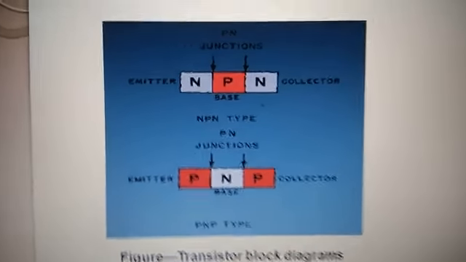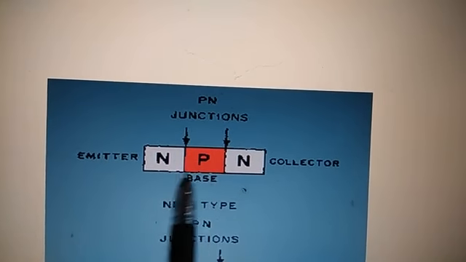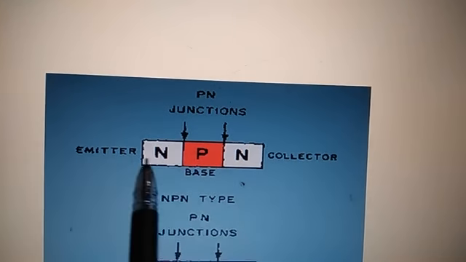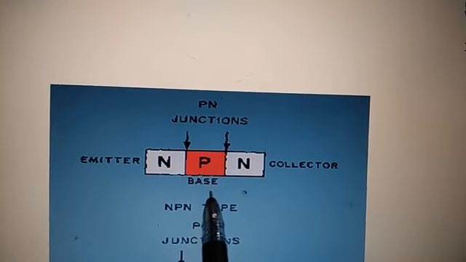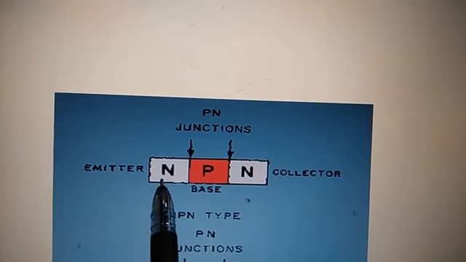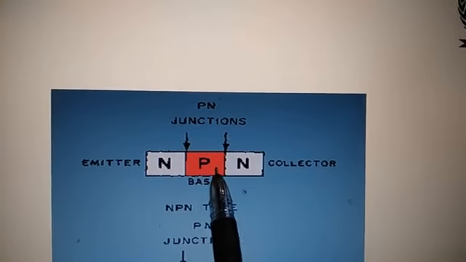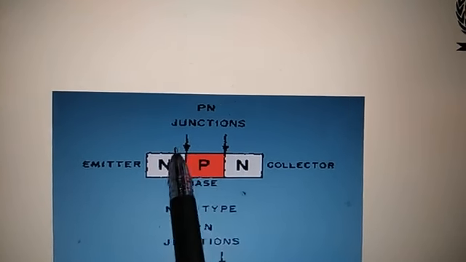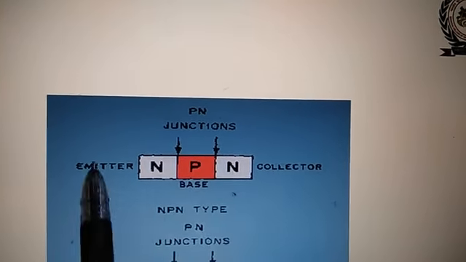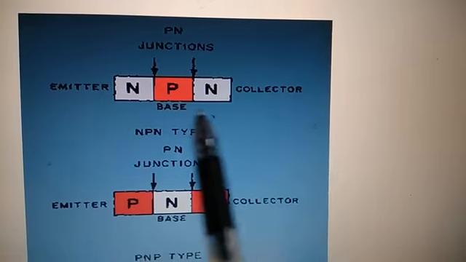This is the transistor block diagram. You can see here, this is an NPN type transistor. This is the emitter side, this is the collector, and this red zone is the base zone. In between this N and P type there is one junction. This is a PN junction, and in between this P and N there is one more junction. This is also a PN junction. So these are two junctions and three terminals. So this transistor is a three terminal and two junction device.